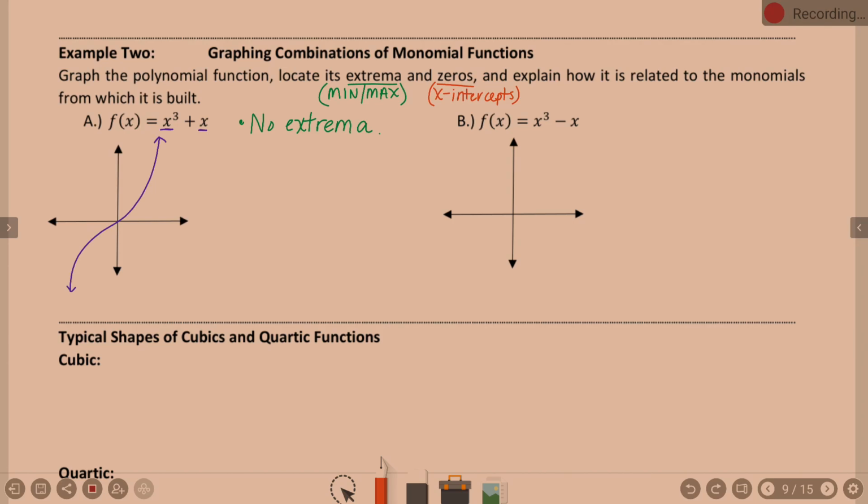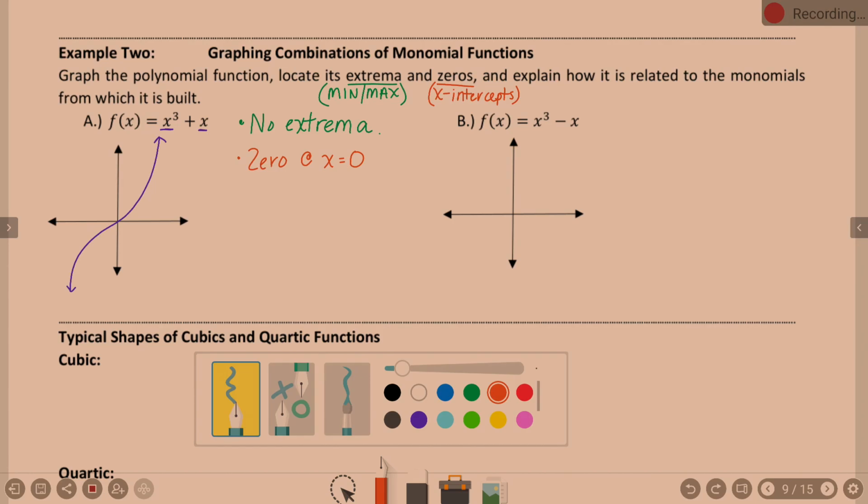What do we have in the way of x-intercepts here? Zero. We have a zero at, and I have it in my notes as just at x equals 0. So there's an x-intercept at x equals 0. Agreed?